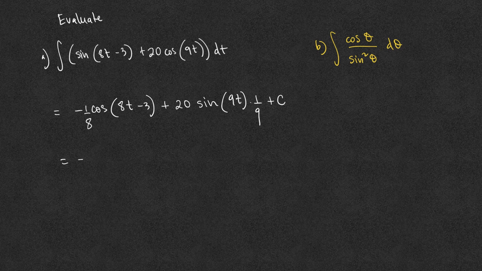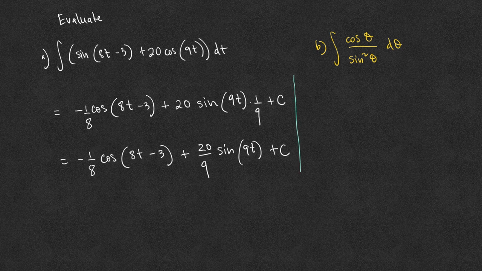Simplifying this, we have negative 1 over 8 cosine of 8t minus 3 plus 20 over 9 sine of 9t plus c. For the second part, very similar to the derivative, sometimes we will need to rewrite the integrand before we can recognize the antiderivative.